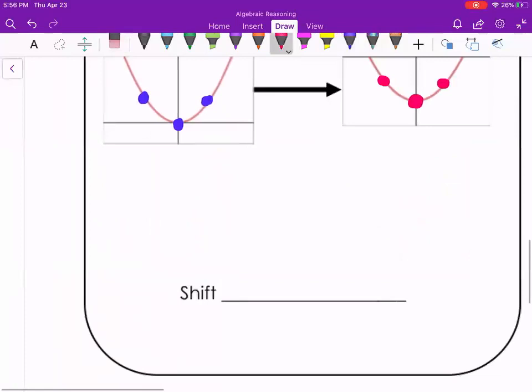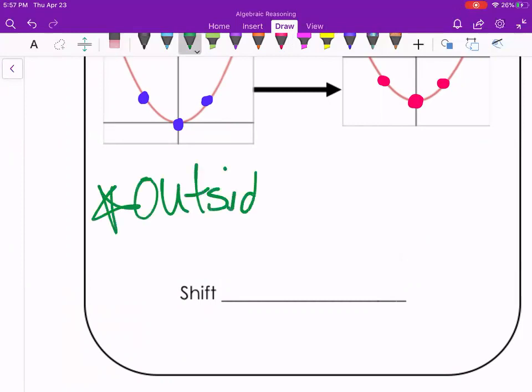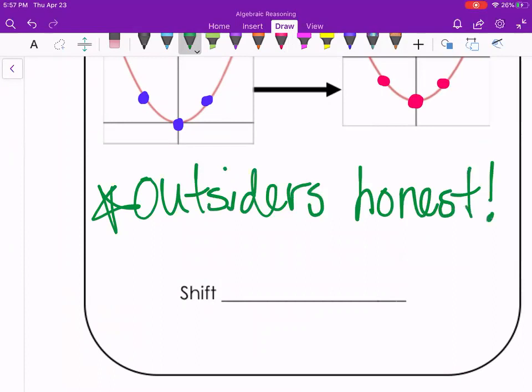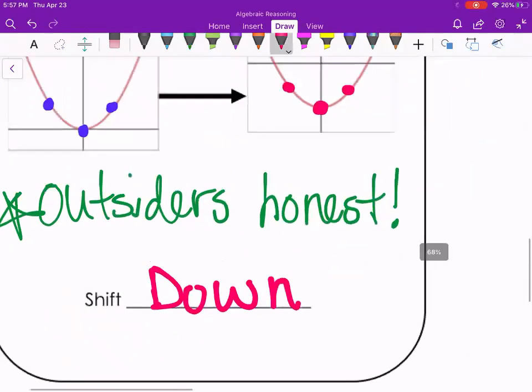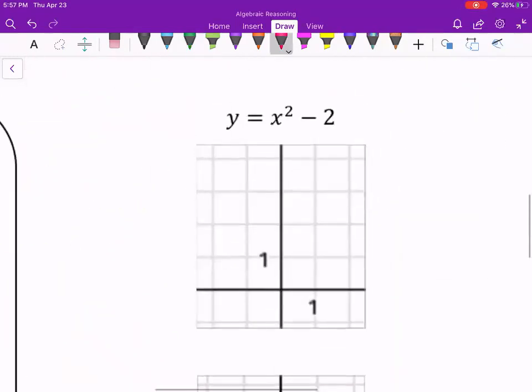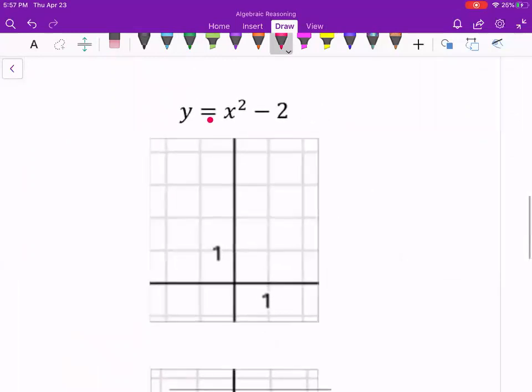Because again, outsiders are honest. Okay, our outsiders are honest. So we are shifting downwards this time if there is a minus. So outsiders are honest because we shifted down. So let's see how that might look in an equation.